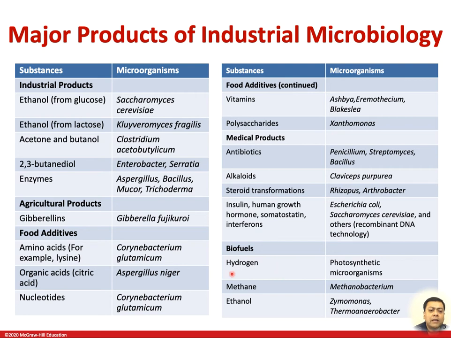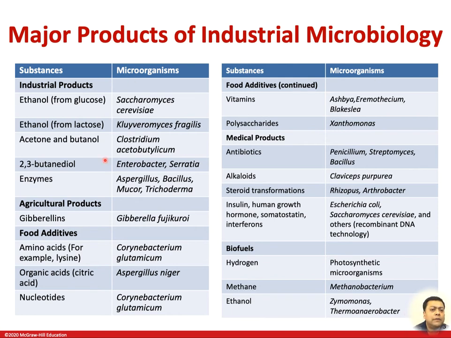On the other hand, hydrogen is now more and more being used to replace the traditional gas or gasoline, and it can be produced by photosynthetic microorganisms. Methane from these bacteria, as well as ethanol, can be produced by some of these bacteria as well. One ethanol we are talking about is mainly for the fermentation of alcoholic beverages, and then there is ethanol used for biofuels that uses a different source, Zymomonas and Thermoanaerobacter. These are mainly used to produce ethanol for biofuel.